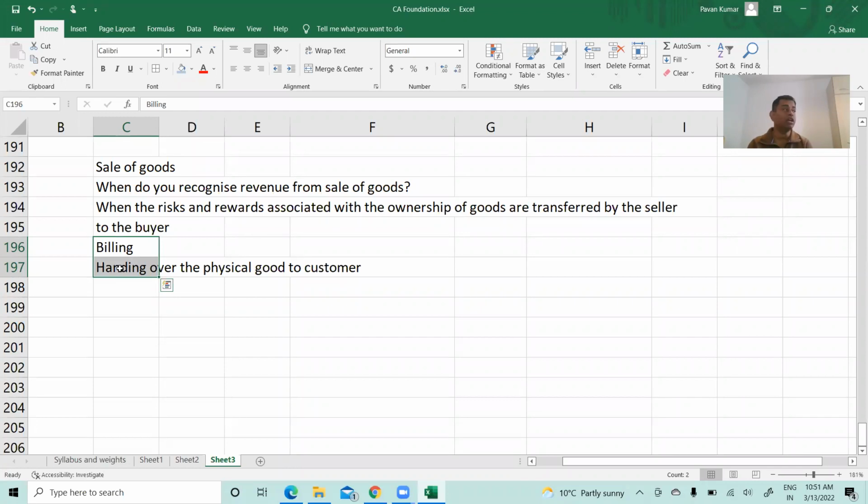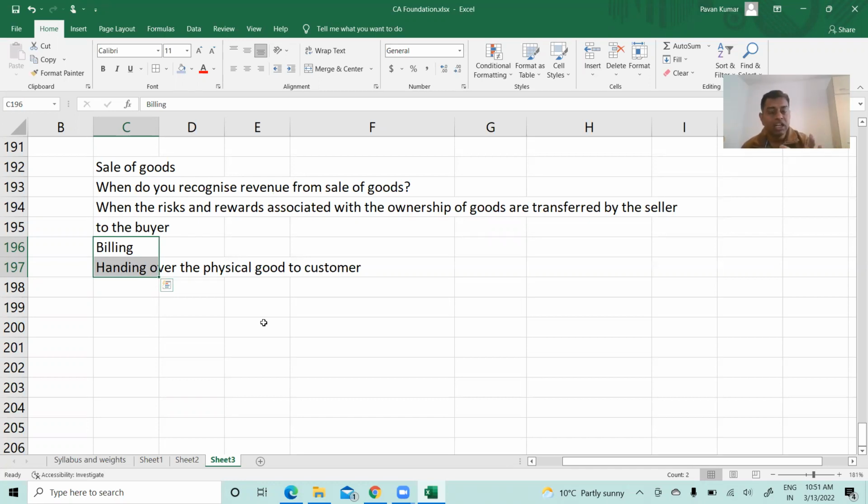So someone is saying billing. Okay, let me put it this way. In many shops, billing is one counter, delivery of goods is another counter. Correct or no? In many stores, billing is one counter, delivery of goods another counter.